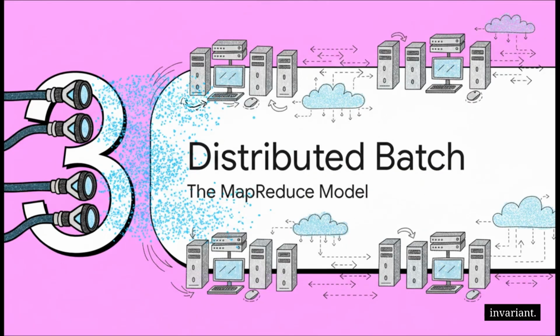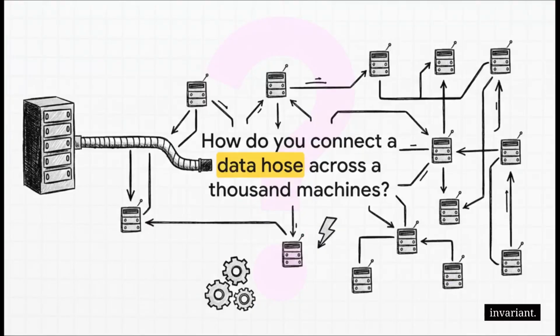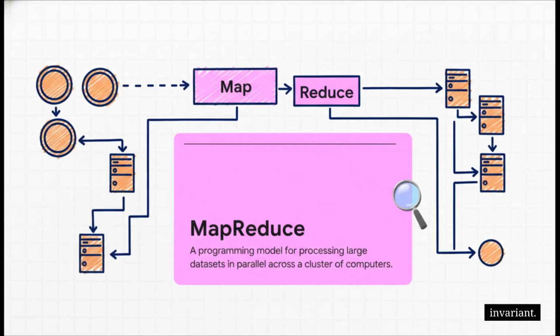Okay, that's great for one computer, but what happens when your data is just way too big for a single machine to handle? We have to figure out how to stretch that garden hose concept across an entire cluster of machines. That Unix pipeline is amazing, but it hits a hard limit, right? It's stuck on one machine. So to scale up to the truly massive datasets we deal with today, we're going to need a fundamentally new architecture. And for a long time, the answer was a framework called MapReduce.